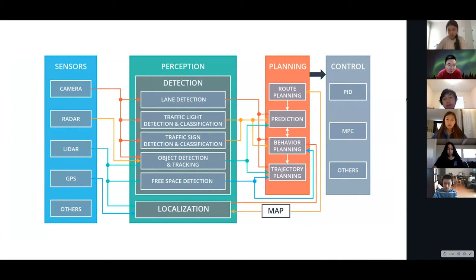To give you an example of a deep learning neural network, this is a system for self-driving cars. You read it from the left-hand side all the way to the right-hand side. On the left-hand side, you have sensors: camera, radar, LiDAR, GPS, and other sensors. The first module here is perception. This perception module extracts features, things out of these signals. For example, traffic light detection and classification, object detection and tracking. These are just for perception.